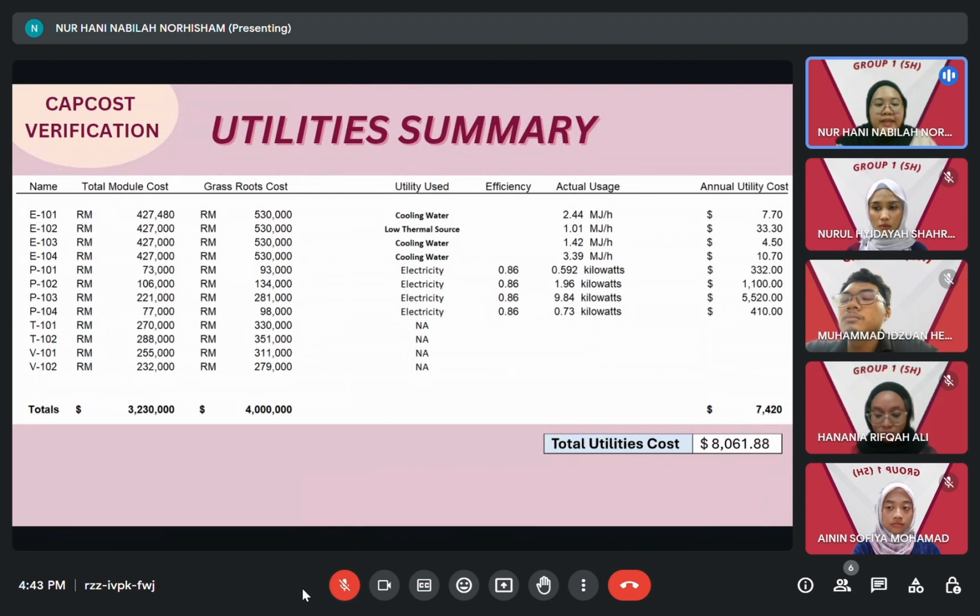So to verify the findings that we have obtained, here is the CAPCOST verification that we have run by using CAPCOST simulation. The utilities cost that we have obtained from CAPCOST is roughly around $7,000, compared to the utilities cost that we have done by manual calculation, which is $8,000.